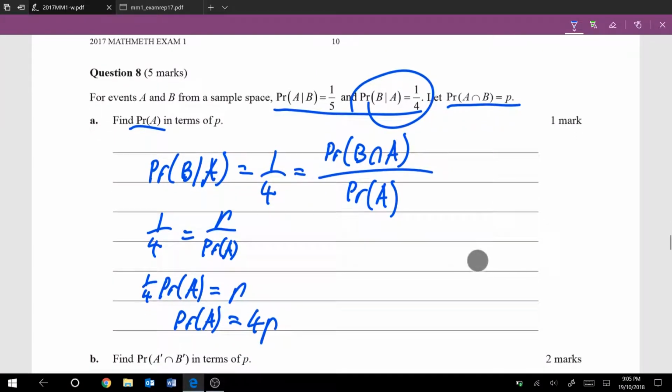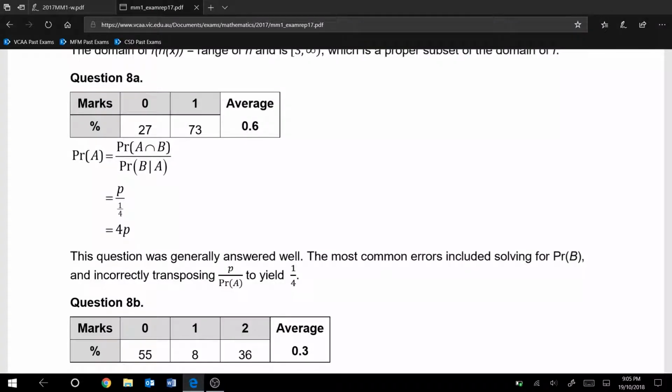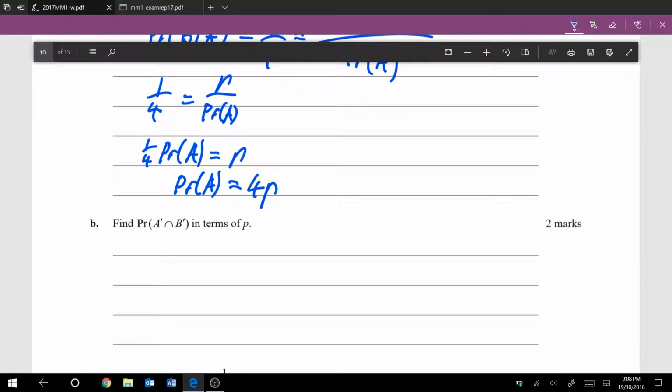Okay, part B. So find the probability of not A and not B in terms of P. Okay, so this is worth 2 marks. Not so well done. If we take a look at the exam report, only 36% actually got this right. So give it a go. Okay, so there's two main ways of solving this particular part. We can use a probability table or a Venn diagram. So the exam report uses a probability table, so I'm going to use a probability table. We'll revisit this and do it the Venn diagram way as well.